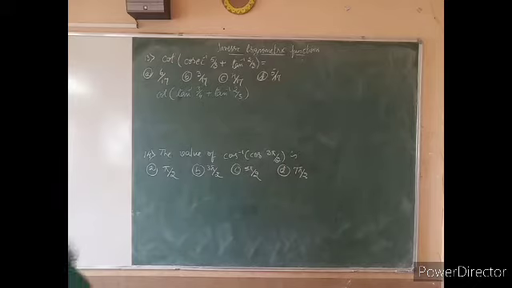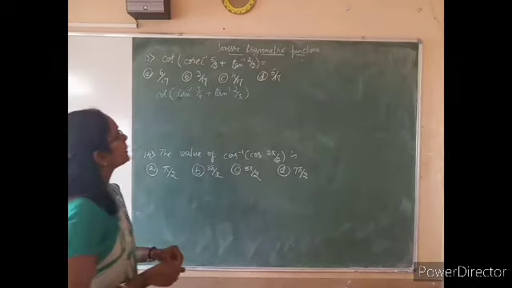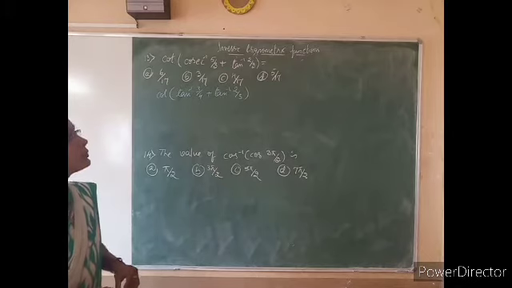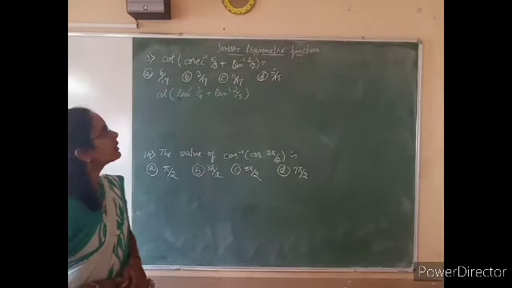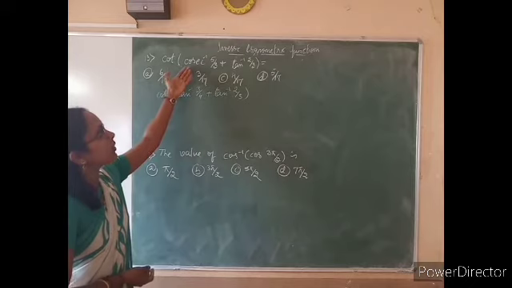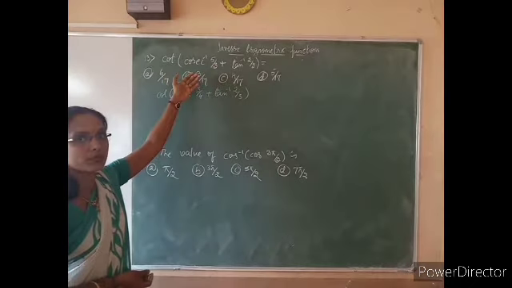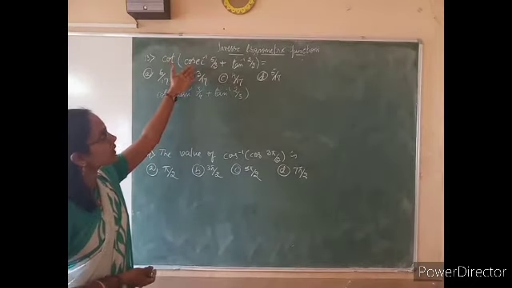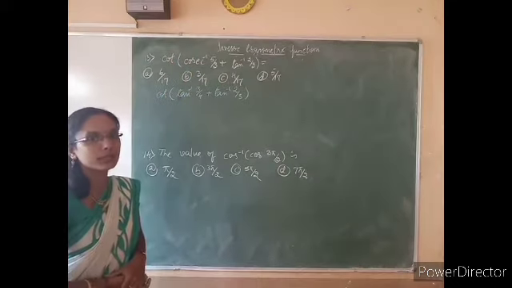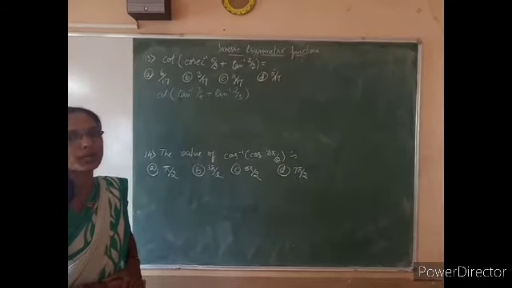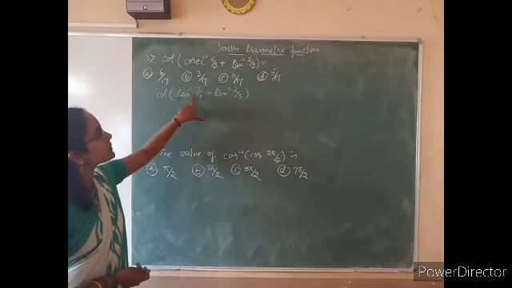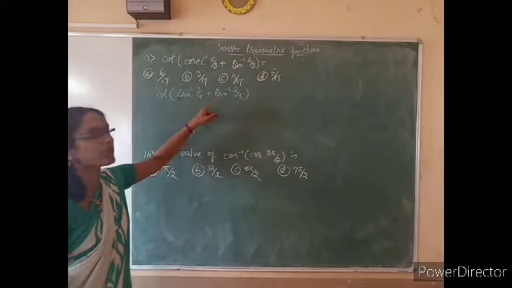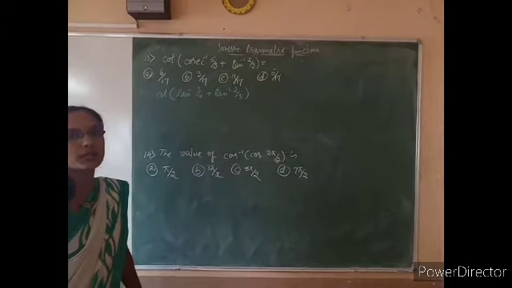The next question will be cot of cosecant inverse of 5 by 3 plus tan inverse of 2 by 3. Here we cannot directly use the formula tan inverse of x plus tan inverse of y, because cosecant inverse in terms of cot inverse will not give 2 divided by 3. So first we convert it in terms of tan inverse, and after that we use the formula tan inverse of x plus tan inverse of y.